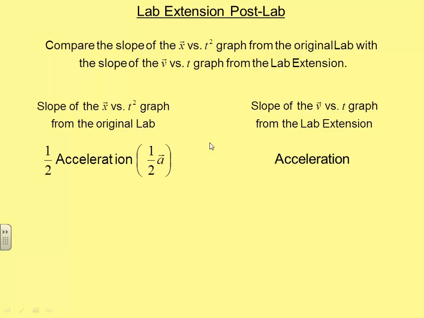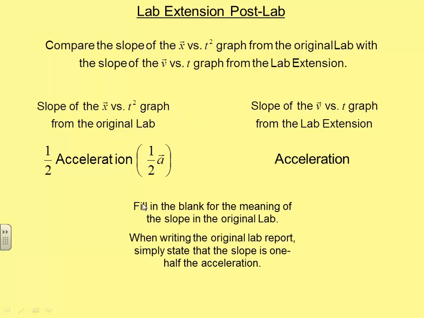So we can say that experimentally we just determined that the slope of a position versus time squared graph is 1/2 the acceleration. Go back in your notes to the original lab report and put that in that little blank. So it says slope equals 1/2 the acceleration. And when you're writing up the lab report and you get to the point where you're saying, hey, my slope is this number, just say, which is 1/2 the acceleration, and you've just explained the meaning of your slope.